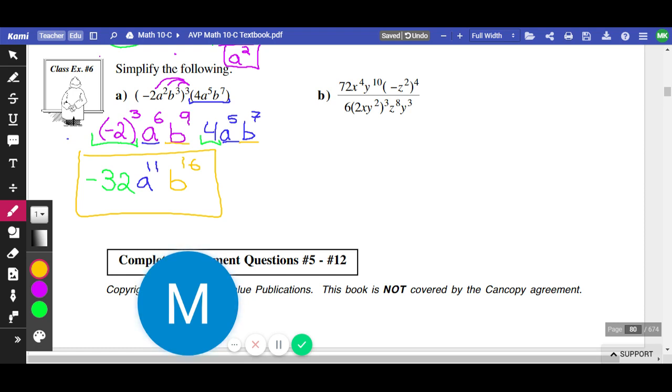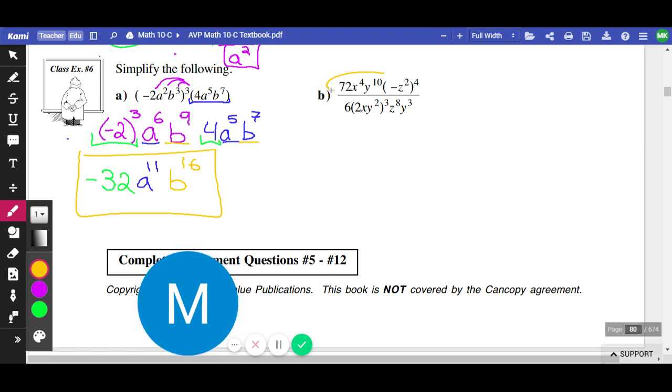All right, let's look at B. That thing's mayhem. Okay, we got a big fraction with a lot of stuff on the top and a lot of stuff on the bottom. The way we tackle it is look at the top, then look at the bottom, then combine the two. It'll make your life so much more manageable.